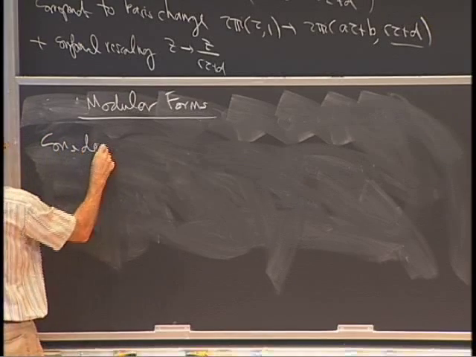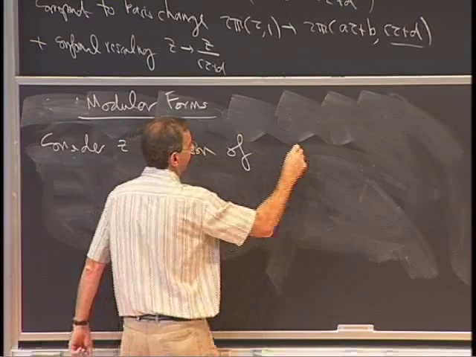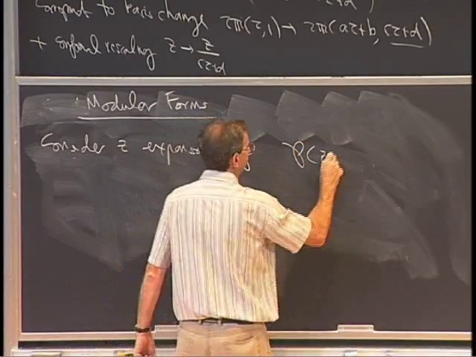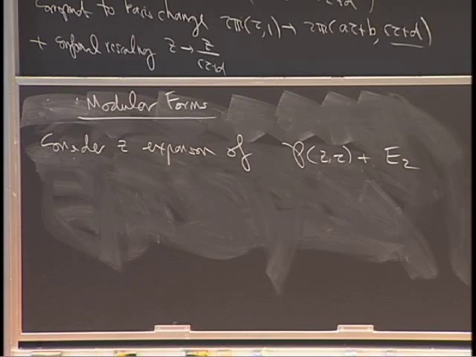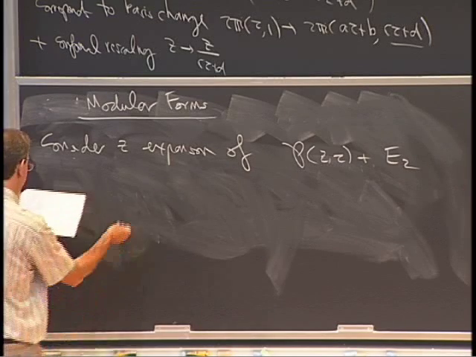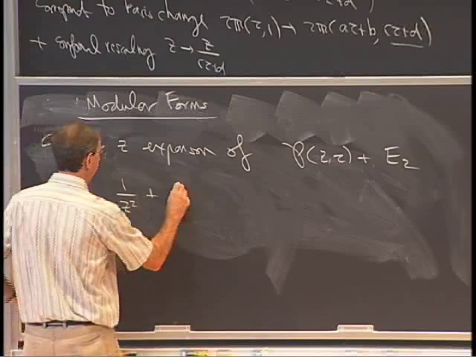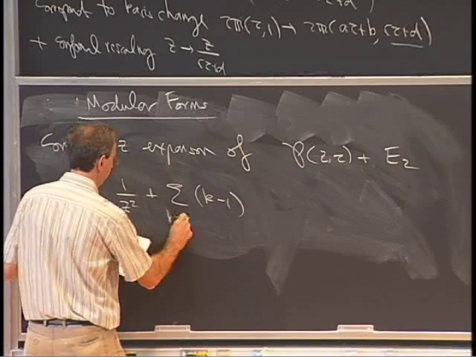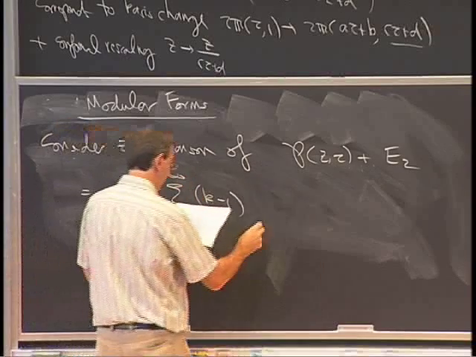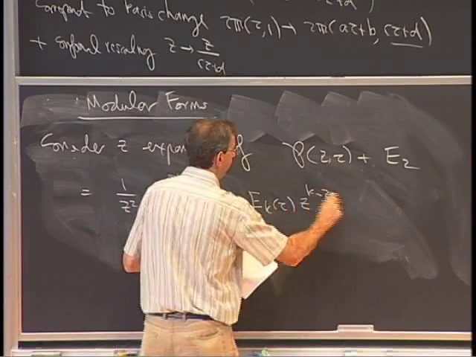You can consider the z expansion of, well, I'll write it as p of z, tau plus E2, and you expand that out. So it's easy to see this is the same as 1 over z squared plus the following sum, k equals 2 to infinity of e_k of tau z to the k minus 2.